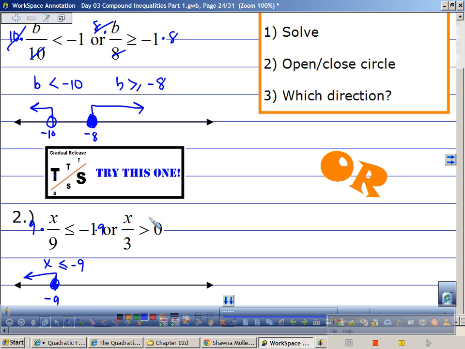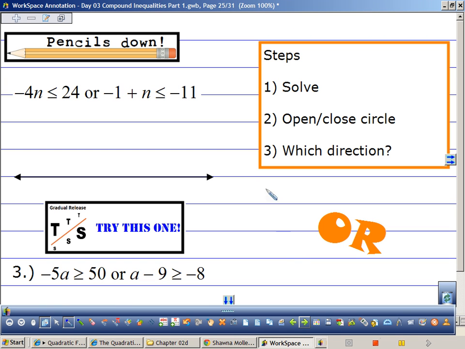How would I do this one? Multiply by 3. And then what do I get? X is greater than 0. So if this is 0, would it include 0? No. Greater than. Questions on that? You guys got this? It seems like you're getting bored.